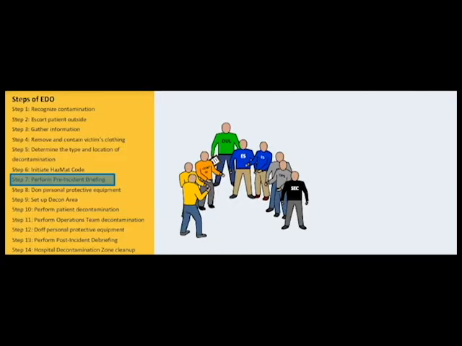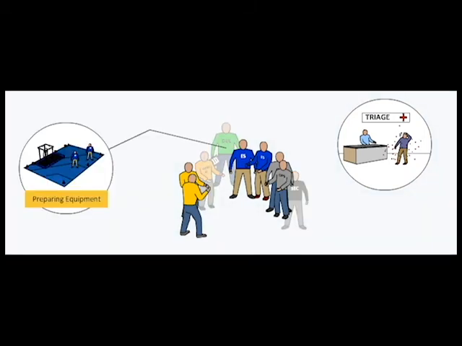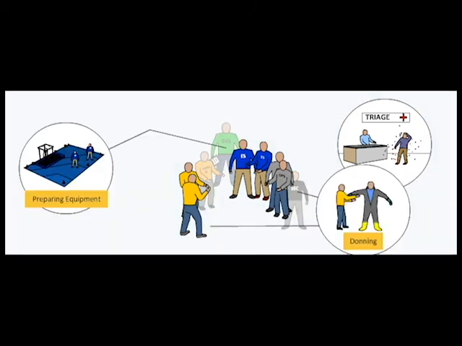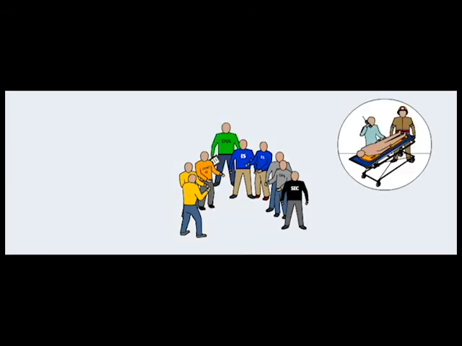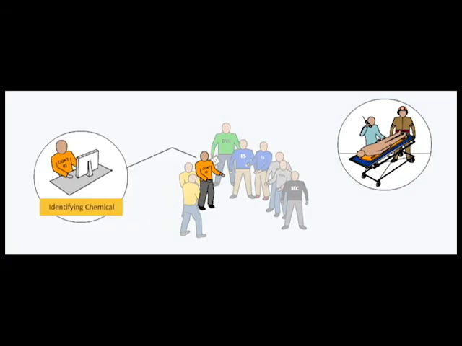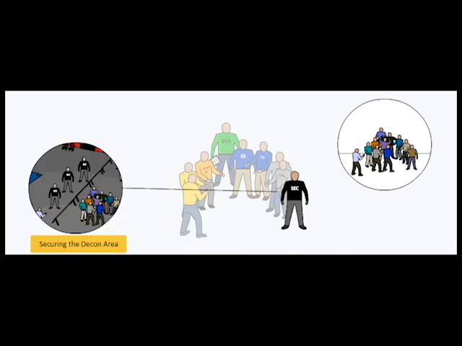As Decon team members arrive, the Decon unit leader must prioritize tasks and assign them to arriving members. In cases where the patient has arrived without any warning, the priorities will be equipment preparation and donning personal protective equipment. When advance warning of an incoming contaminated patient is available, chemical identification may be the priority. In multiple casualty incidents, securing the hospital and Decon area are two of the most important tasks.